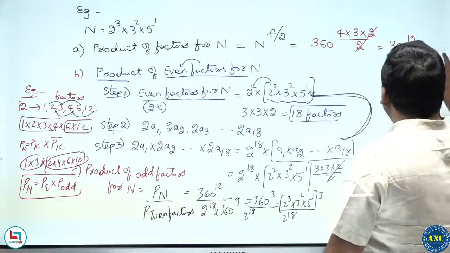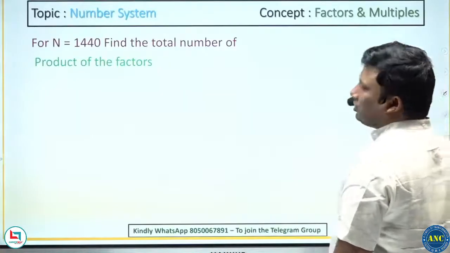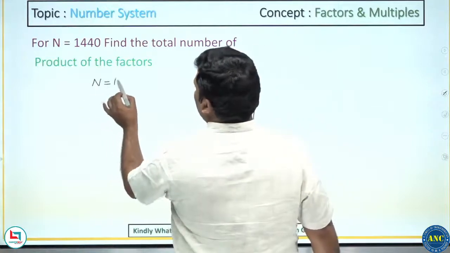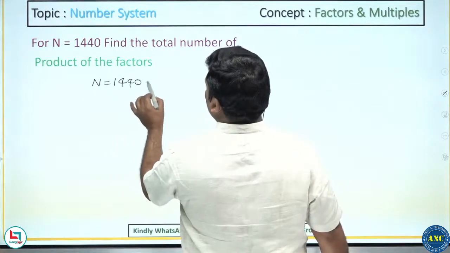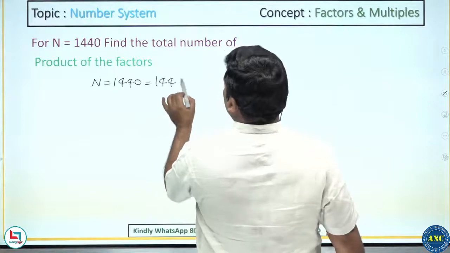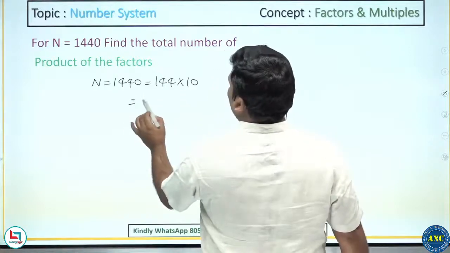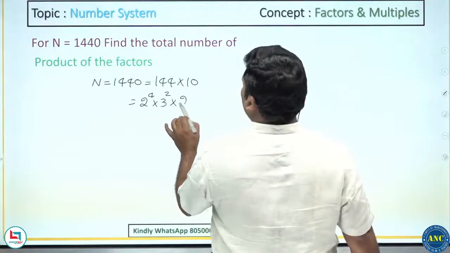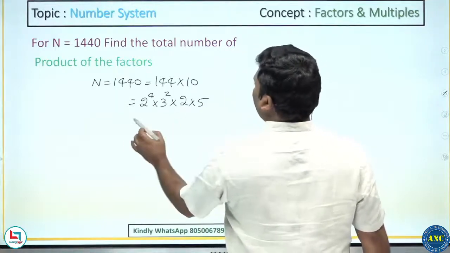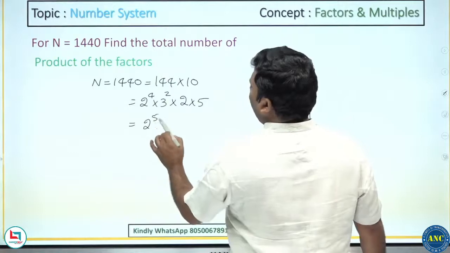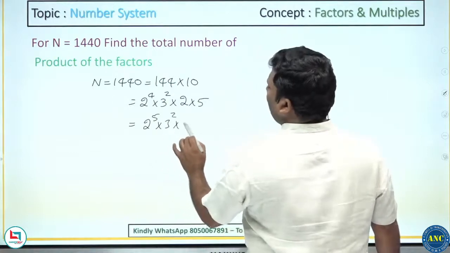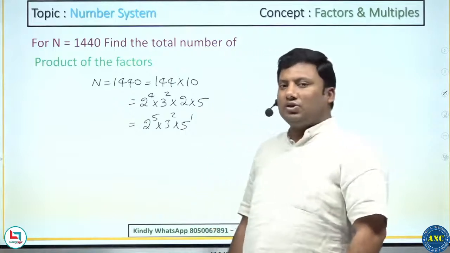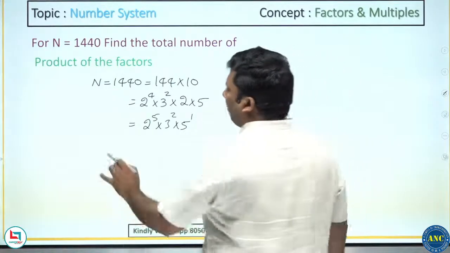Now, see here. Let us see the first question. N is equivalent to 1440, which is 144 into 10. 144 is 2 power 4 into 3 square. 10 is 2 into 5, which gives 2 power 5 into 3 square into 5 power 1.